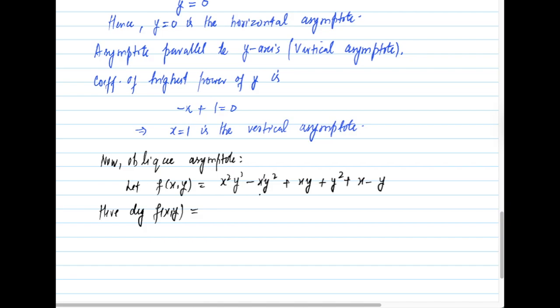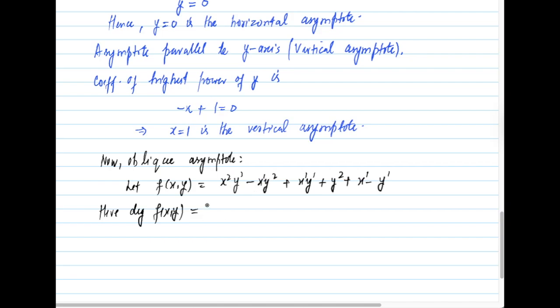so total degree of the first term is 3. Total degree of the second term is also 3. The total degree of third term xy is 1 plus 1, that is 2. And y square also has degree 2. And here the total degree is 1. Here the total degree is 1. So overall in the whole expression, the highest degree is 2 plus 1 equal to 3 in the first term. And 1 plus 2 equal to 3 also in the second term.